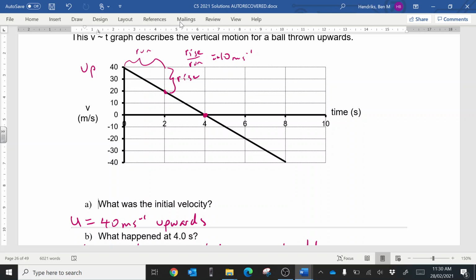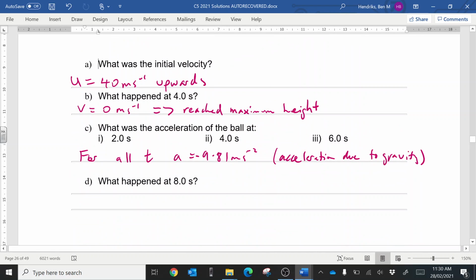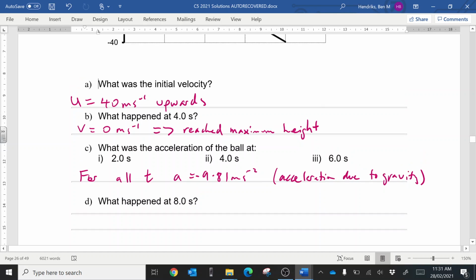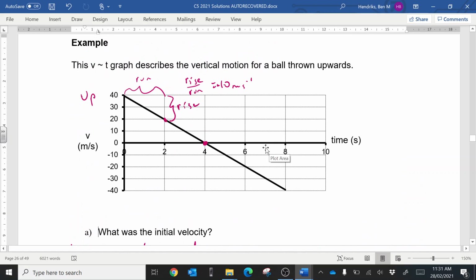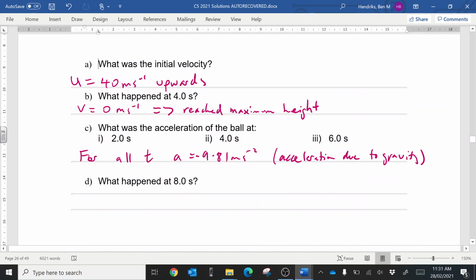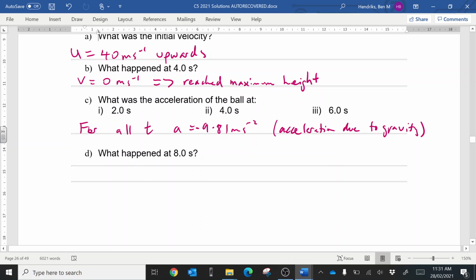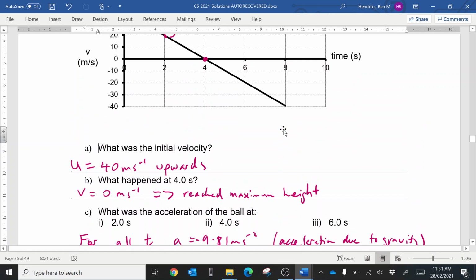Okay, so if we're doing it by the graph, we probably should do the rise over run equals negative 10. But we know that it's equal to 9.81 meters per second squared due to gravity, so I'm probably being a bit lazy here by stating that. So technically, if you're given a graph, you should just go off the graph. But anyway, what happened at 8.0 seconds?